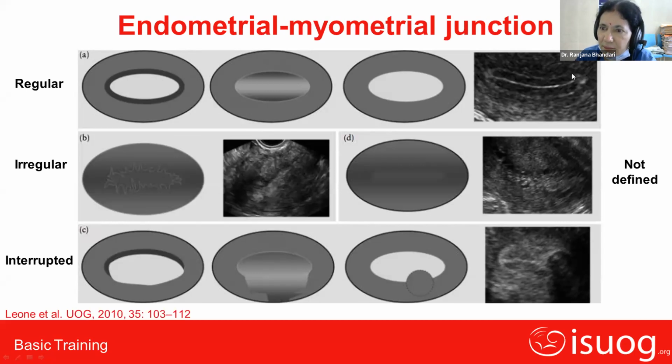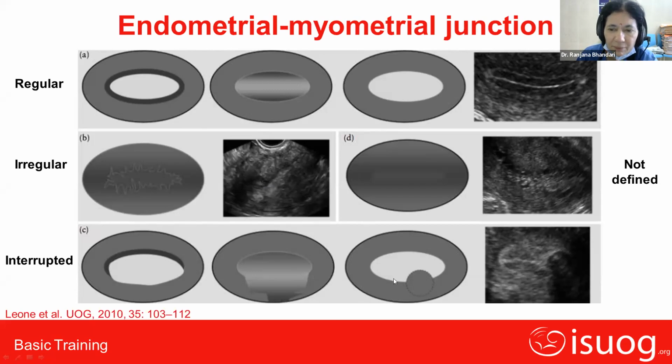See, this junction is proper, well defined, and we are not having any interruption. So this is known as a regular endometrial myometrial junction. In this case, we are seeing something irregular. Maybe it's a case of endometrial cancer. See, this is so irregular. This one is also irregular. So this is an irregular endometrial myometrial junction. It may be because of CA, cancer.